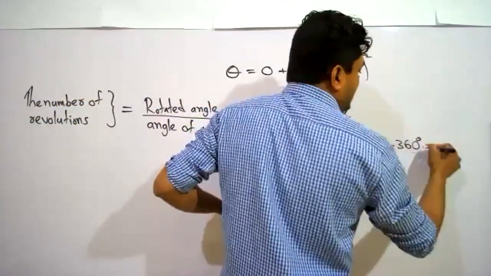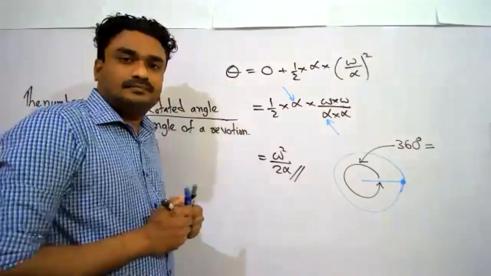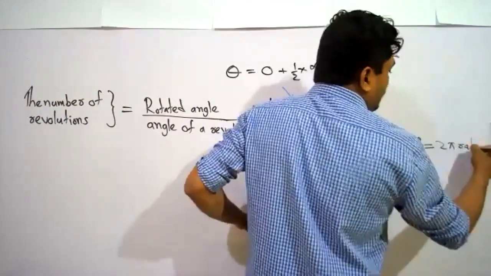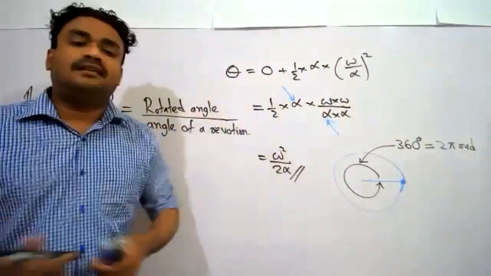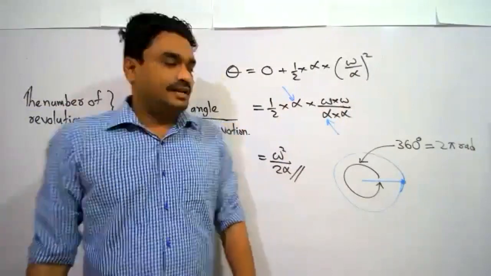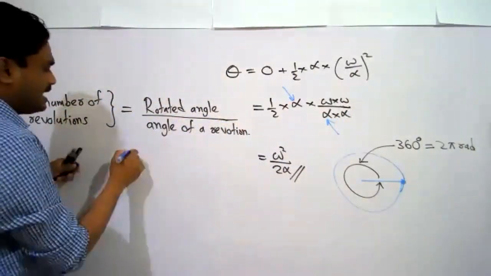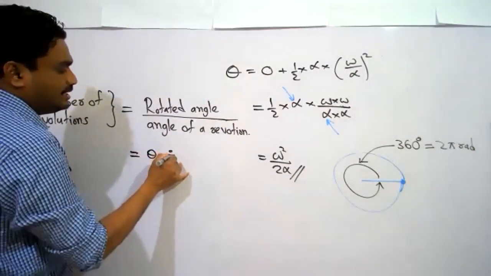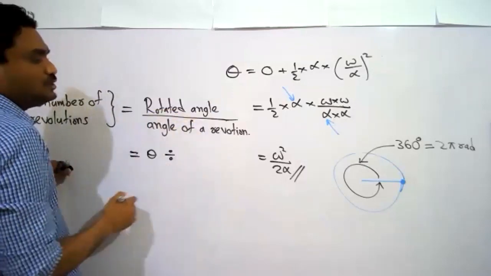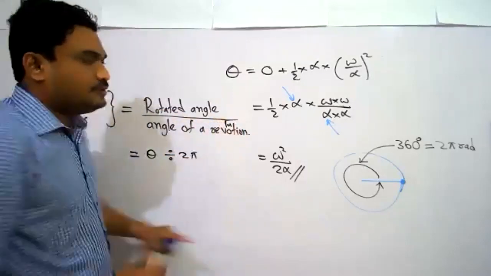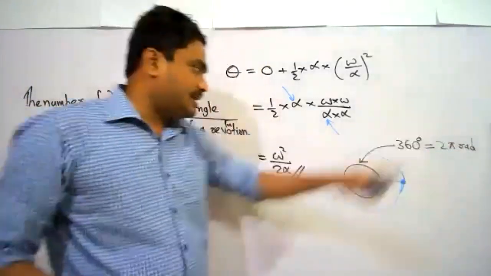What is this angle in radian? 2 pi radian. So what is the SI unit that we use to measure angle? Radian. So the rotated angle is theta, divided by the angle of a revolution, gives the number of revolutions. The angle of a revolution is 2 pi radian. One revolution, 2 pi.